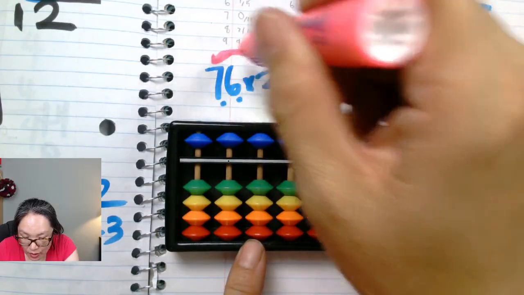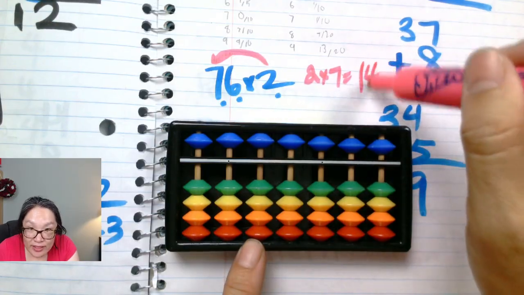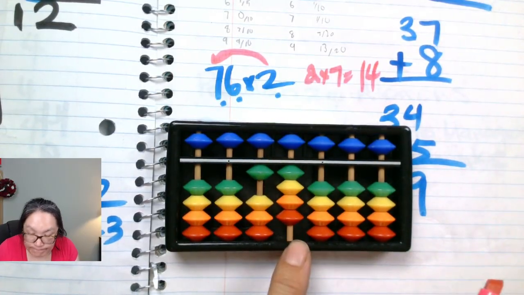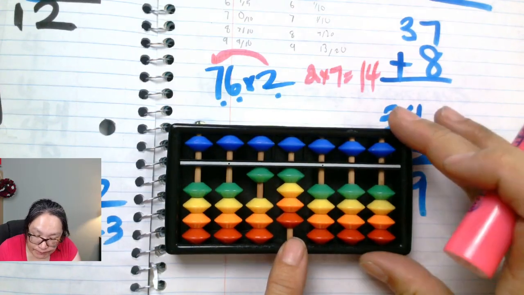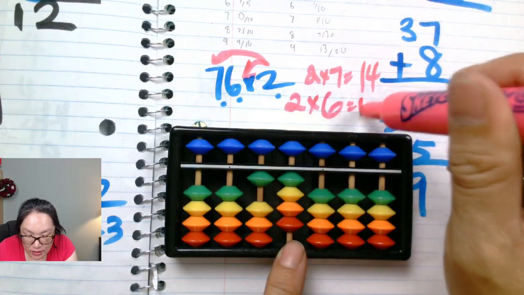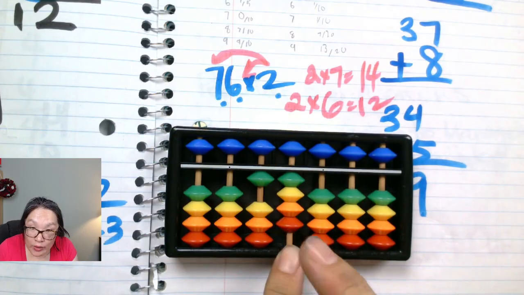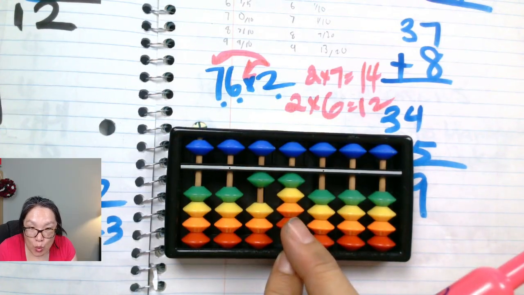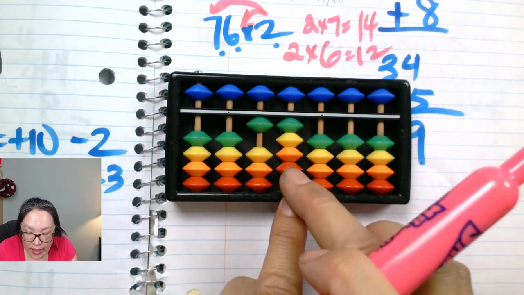2 times 7 is 14. I add 1. I add 4. Right? What's next? 2 times 6. 2 times 6 is 12. I add 1. Whoa. We know how to add the 1. Do we have enough beads to add the 1 here? No, we don't. How do you add the 1 to this?